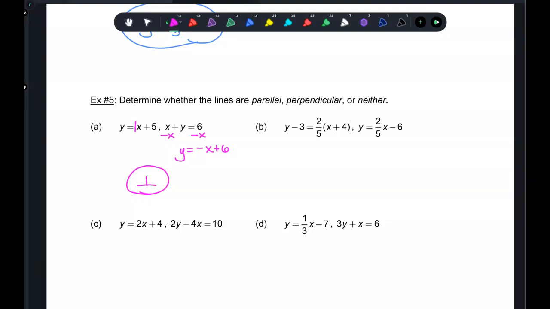All right, what do we see with B? This is in point slope form. So what's the slope? It's 2/5. What's the slope of this one? 2/5. So they are parallel.